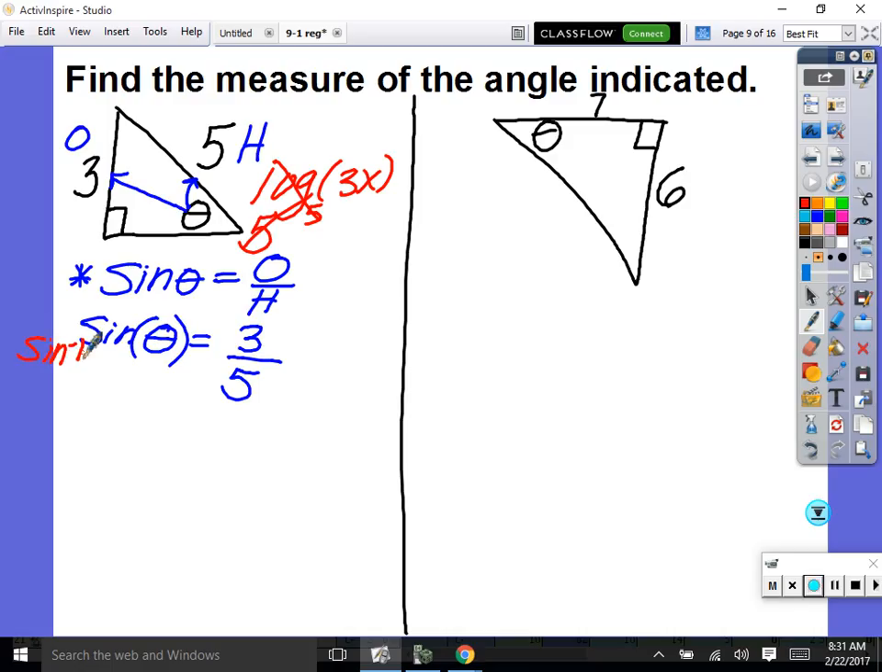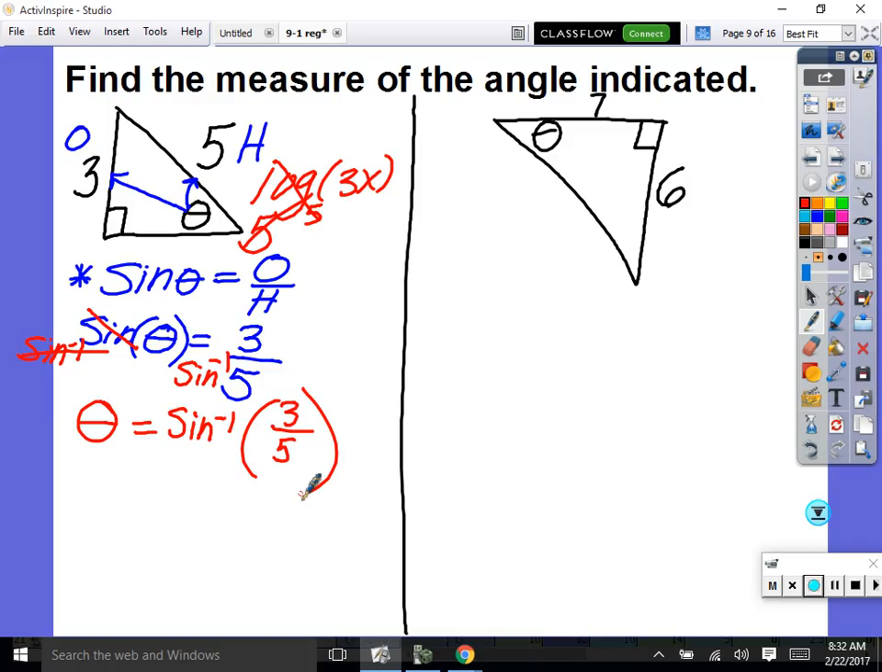Well, if you do it to this side of the equation, you've got to do it to this side of the equation, because you can't just do it to one side. So sine inverse and sine undo each other. That's what inverses do. So now theta drops out. So theta is equal to the sine inverse of 3/5. And now we'll just type it into our calculator.